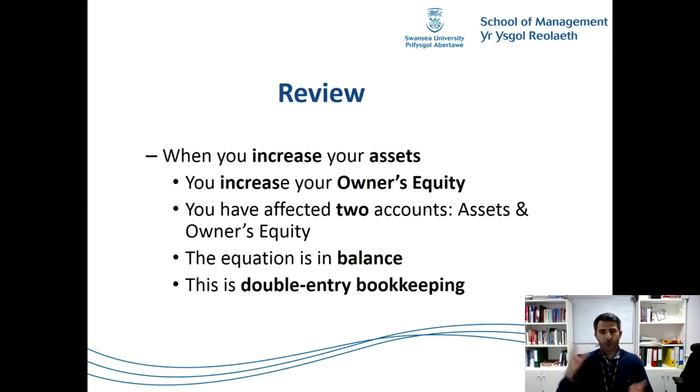Again, if we review what we did say, very simple. When you increase your assets, remember that your equity increases, right? But remember always, there are two sides here. If something increases, something will increase. If something decreases, something could decrease. If something increases, something could decrease. It has to be two sides here. The equation is in balance, and this is what we call the double entry bookkeeping system, and we will come to it in a bit.